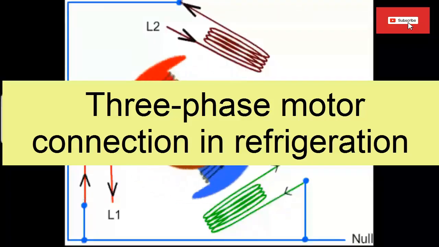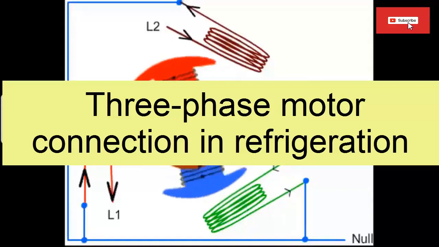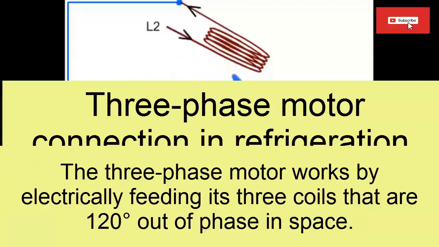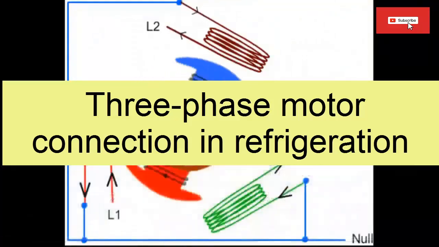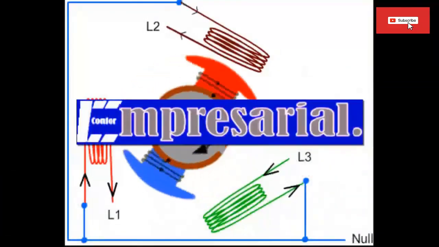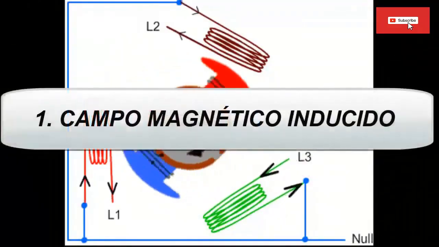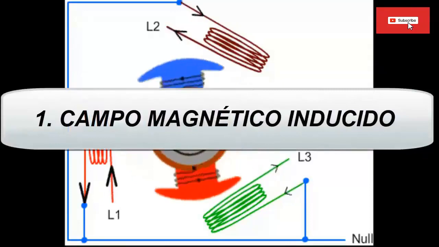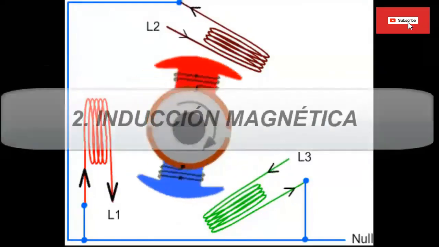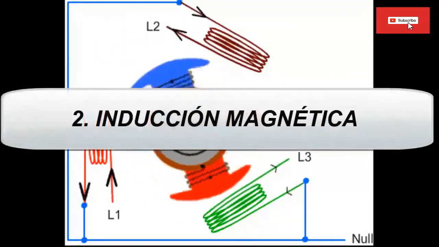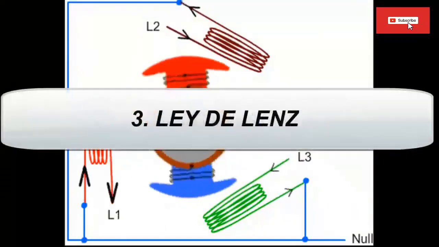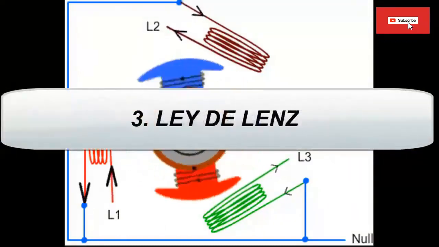Three-phase motor connection in refrigeration. Thanks for being with us. First we are going to understand the operation of the three-phase motor used in refrigeration, either in compressors, pumps and fans. Let us first study these three fundamental concepts. 1. Induced magnetic field. 2. Magnetic induction. 3. Lenz's law. Well then, let's get started.